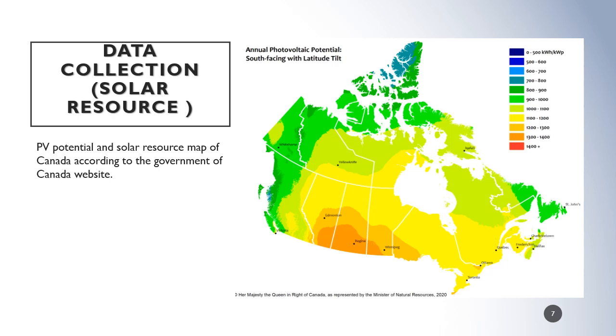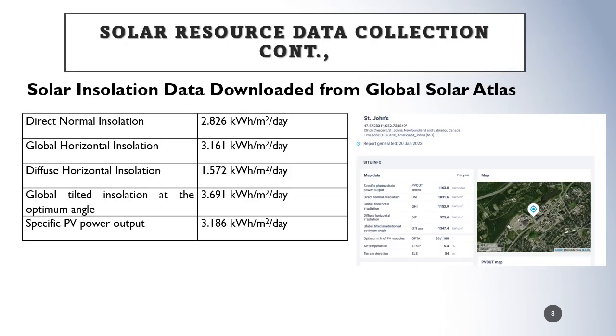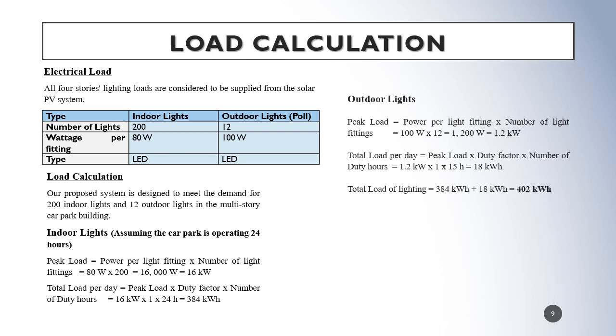load calculation. In the solar insolation data, we can see that direct normal insolation was 2.826 kilowatt hour per meter square per day. A specific PV power output was 3.186 kilowatt hour per meter square per day. We have also provided the site info just for a clear picture. To design our PV system for the parking, we only considered indoor and outdoor lights as a load of 4 stories and collected data from the site, which we can see in this table.